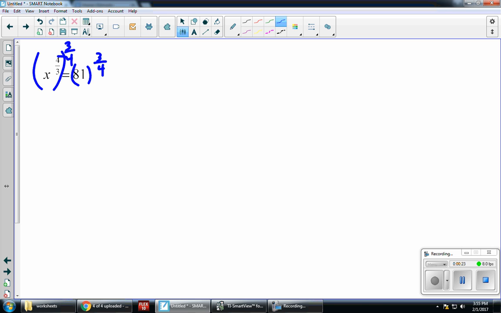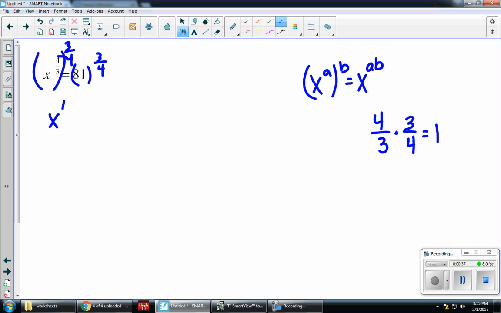When I do that, remember that a power to a power tells me to multiply. So what happens here, because they're reciprocals, 4/3 times 3/4 is going to give me 1. So I really end up with x to the first is equal to 81 to the 3/4 power. So all I'm going to do is go to my calculator and type that in.